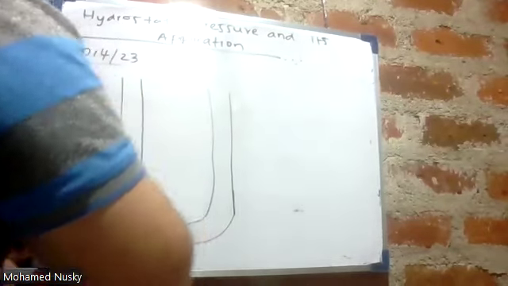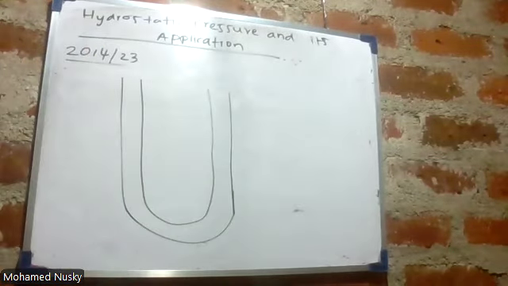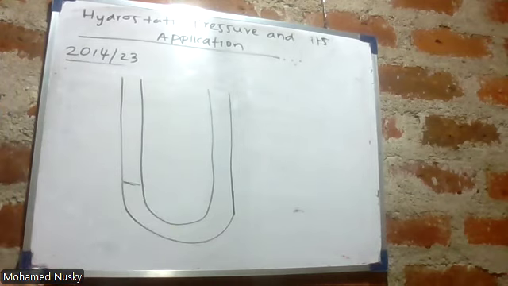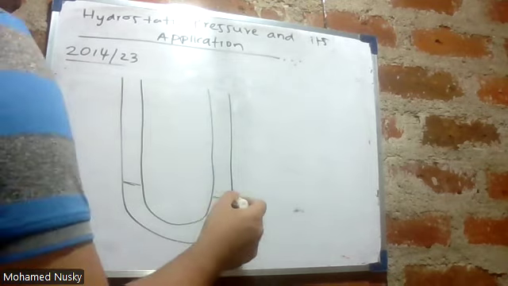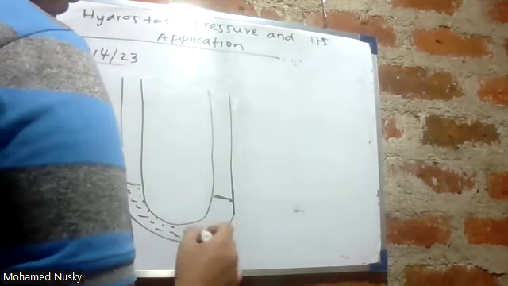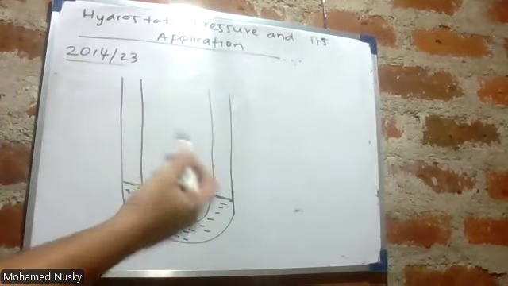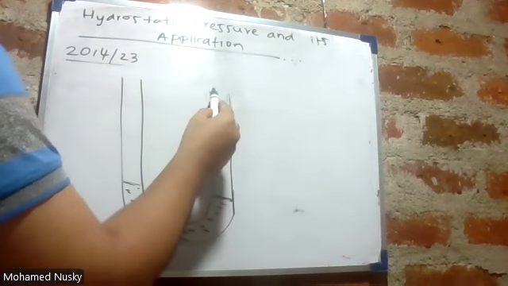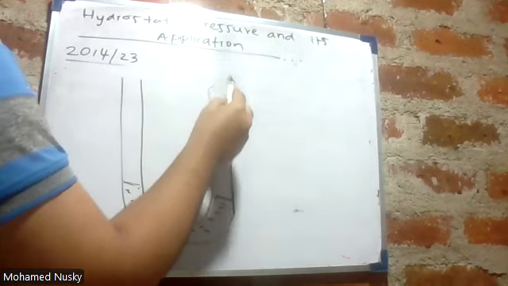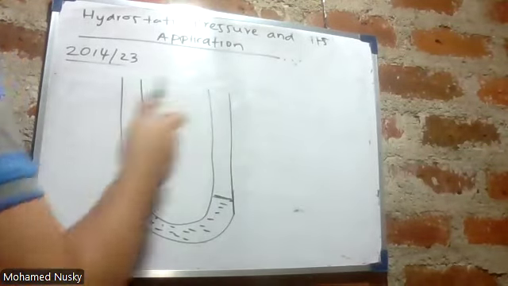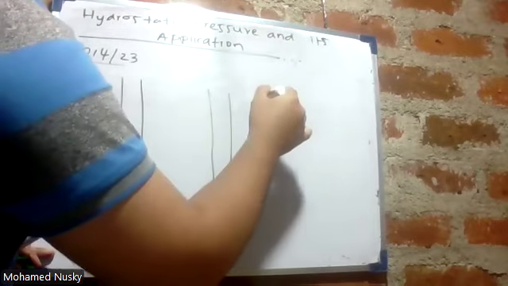Here I have a U-tube. Now I have filled it with water. So here there is water inside this. Now what am I going to do? I'm going to tie a balloon over here, or else with the use of a syringe, I'm going to increase the pressure here.